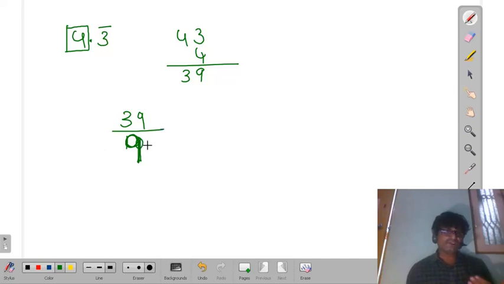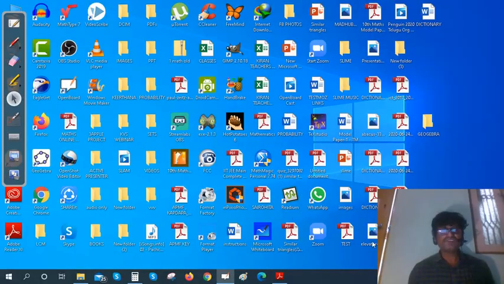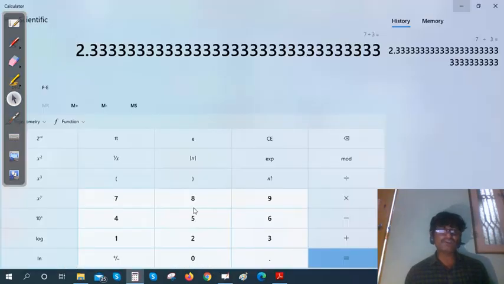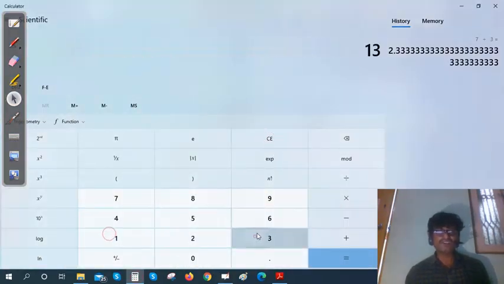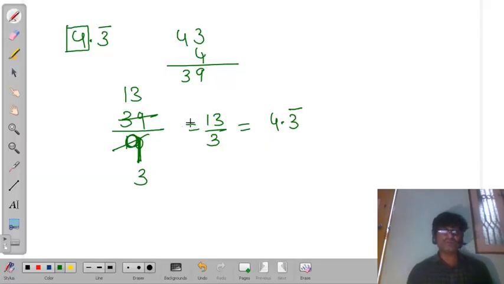You can write this in simplest form, like 3 times 3 and 3 times 13. This is equal to 13 by 3. So you can write 13 by 3 equal to 4.3 bar. Let us check whether this one is correct or not. 4.3 bar, we got 13 by 3. Let us check using the calculator. 13 divided by 3 equals 4.33333 and so on. Okay, so let us take one more example.